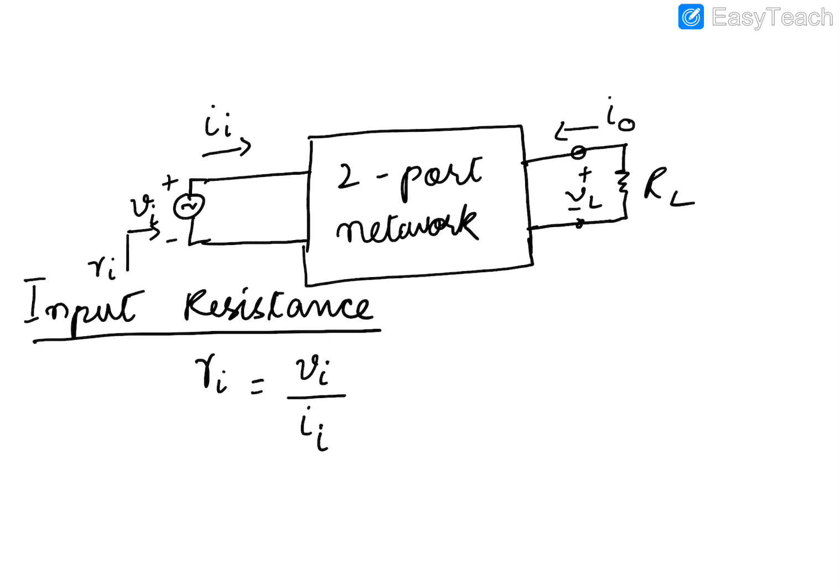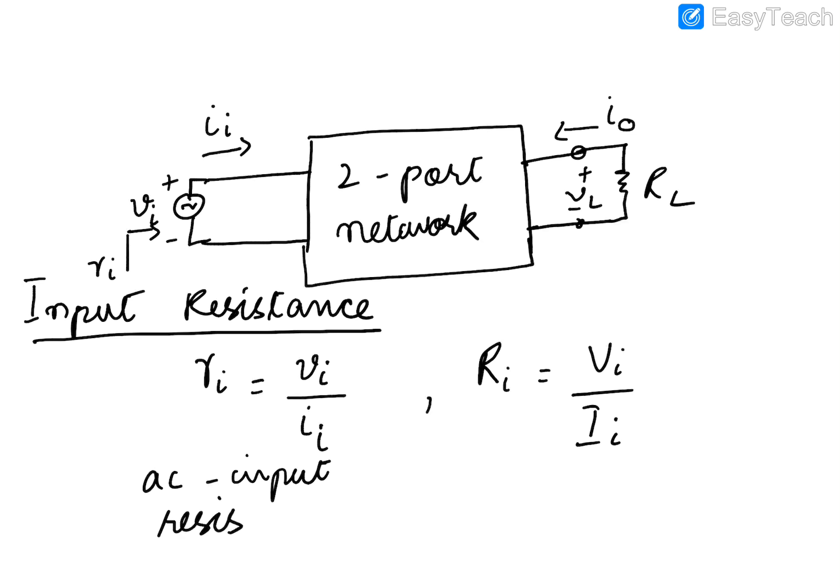Similarly, the DC input resistance, shown with the capital letter, will be equal to Vi over Ii input. This is AC input resistance, and this is DC input resistance.